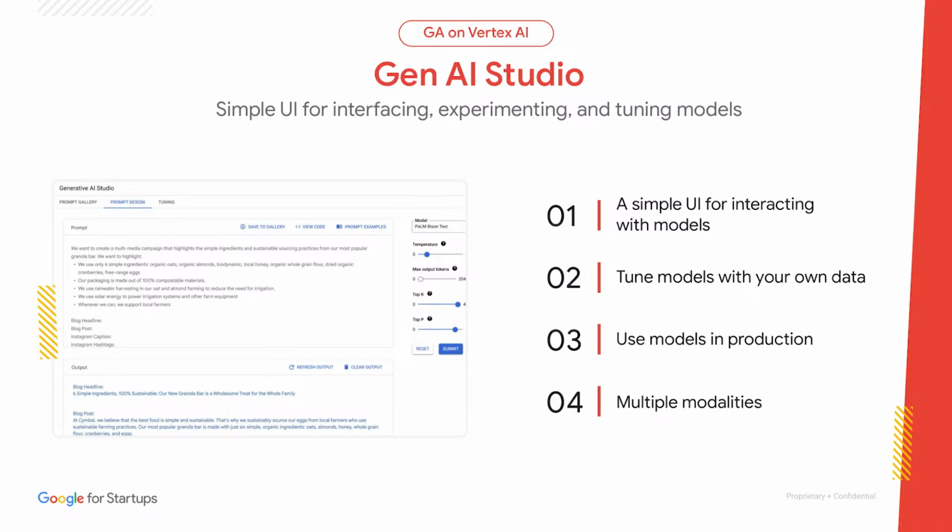The third thing is you can use these models in production. So once you have tuned your own model based on your use case, you can do one click deployment using Vertex AI, powered by Vertex AI predictions. And you can deploy these models in production and use these models for inferencing.